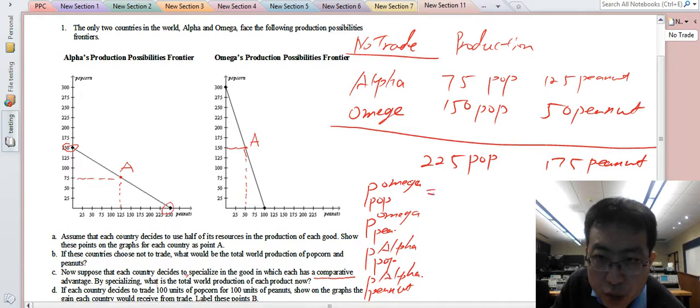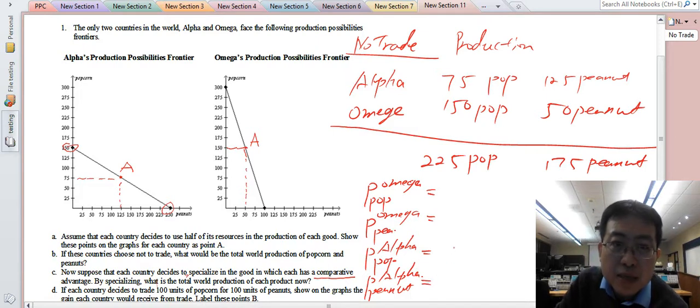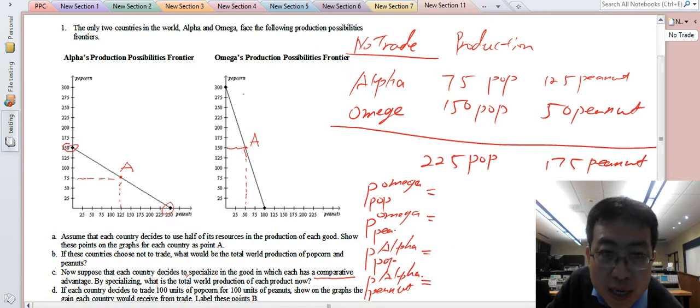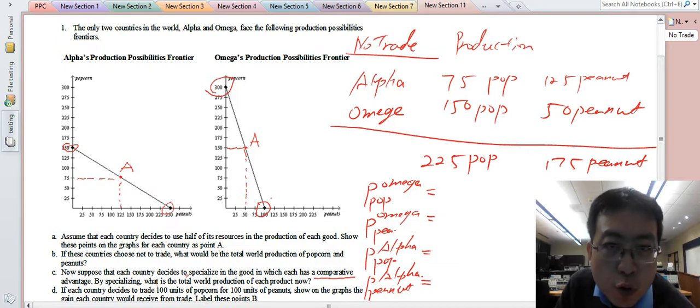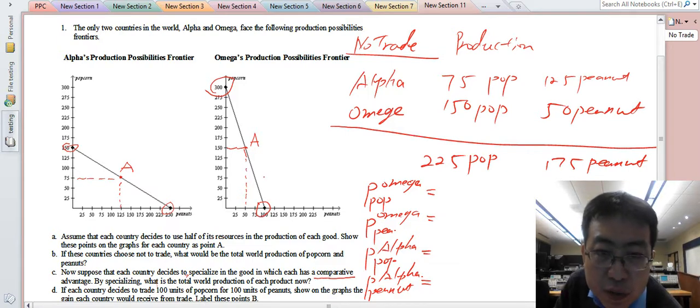So to find the price of popcorn and peanuts in omega, we need to compare the maximum level of production that omega can produce for each of popcorn and peanuts. Because this is a straight line for our production possibility frontier, we're going to use the 2 point method for this comparative advantage. Now remember, you can only use the 2 point method if you have a straight line production possibility frontier. If your PPC is curve shaped, you cannot use the 2 point method. So for this one, use 2 point.